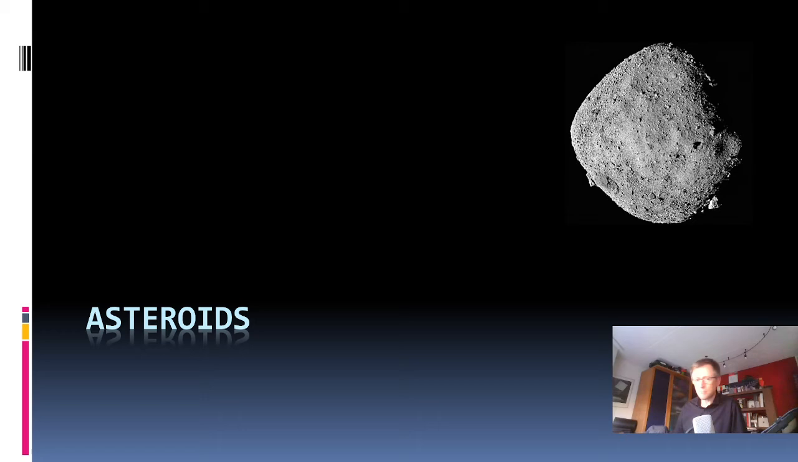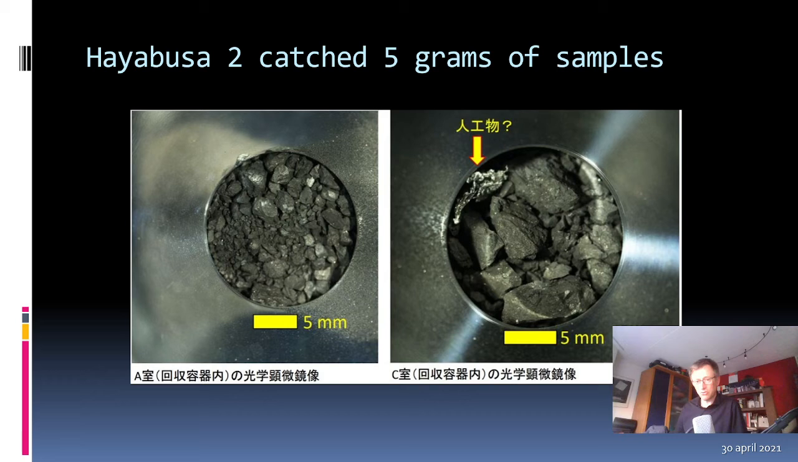So on to asteroids. In the asteroid belt, we've seen two missions recently gather samples from an asteroid. And now the first sample is returned to Earth. That is the Japanese Hayabusa 2 mission. It gathered samples two times around an asteroid called Ryugu. And the capsule with the samples landed in December last year. And these are the pictures of the samples they gathered.